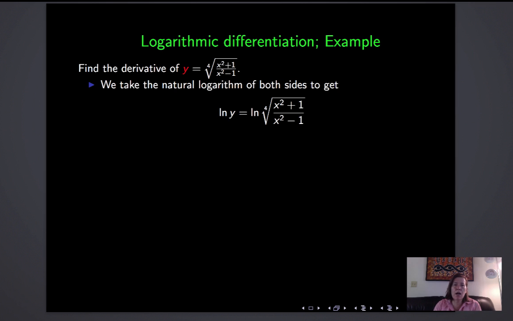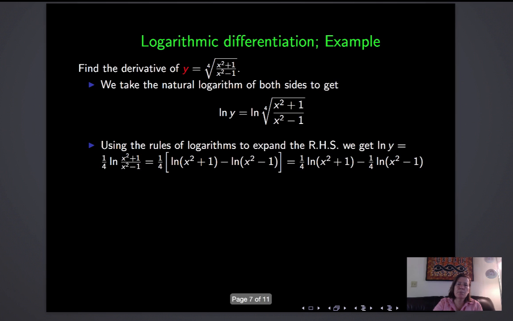So we get the natural log of y is the natural log of this very messy function. And we can use the power rule and the quotient rule and the product rule for logarithms to break up the natural log of x squared plus 1 over x squared minus 1 to the 1 over 4 in this way. It's 1 over 4 times the natural log of x squared plus 1 minus the natural log of x squared minus 1.